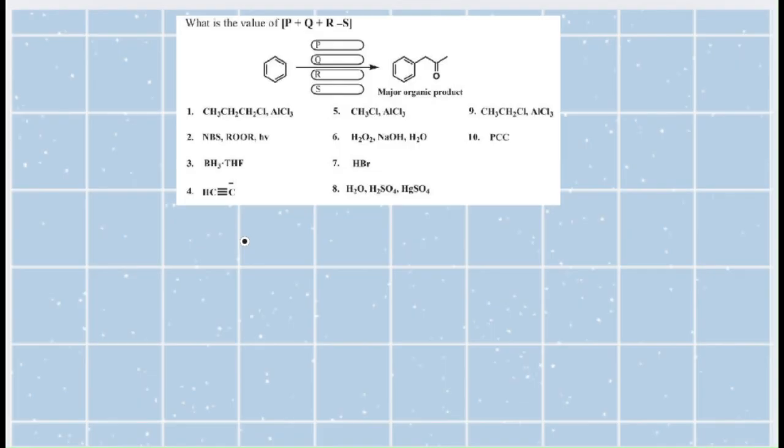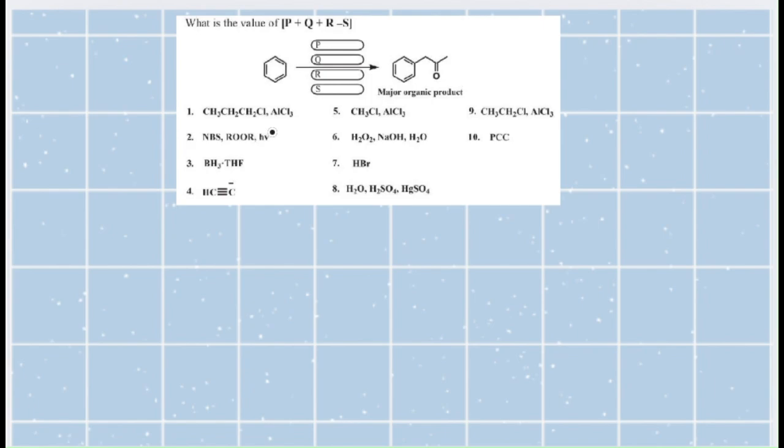Today I am going to solve one more question from organic chemistry, which is of JEE Advanced level. Let's analyze the question carefully. We have a benzene molecule. It undergoes a series of reactions with reagents P, Q, R, S to form a major organic product as shown here.